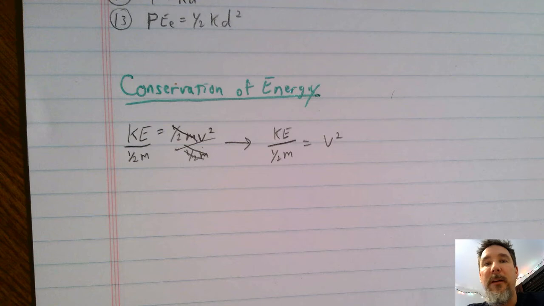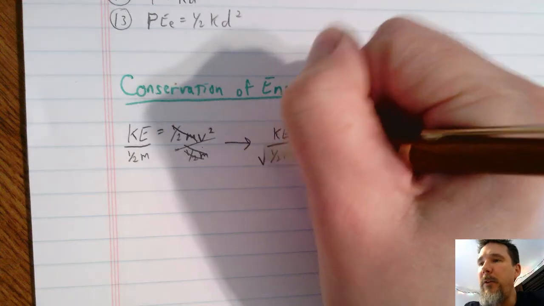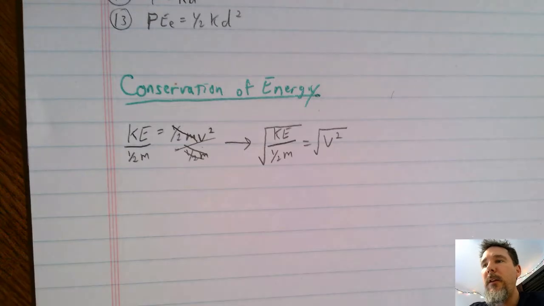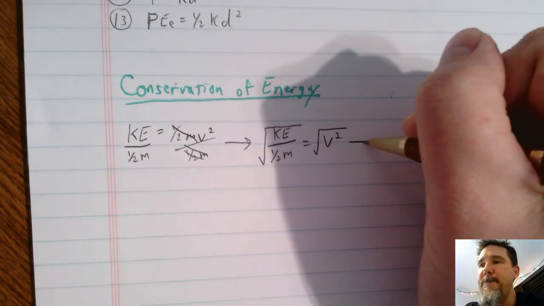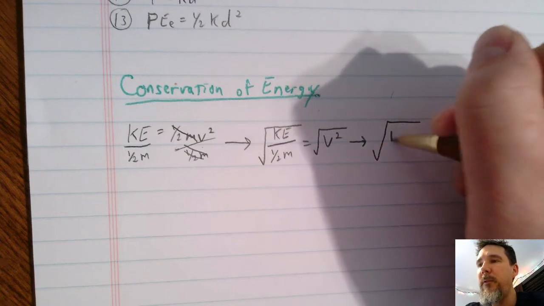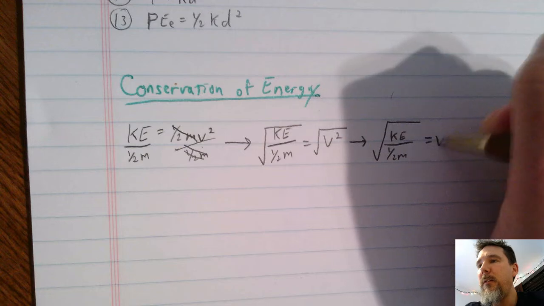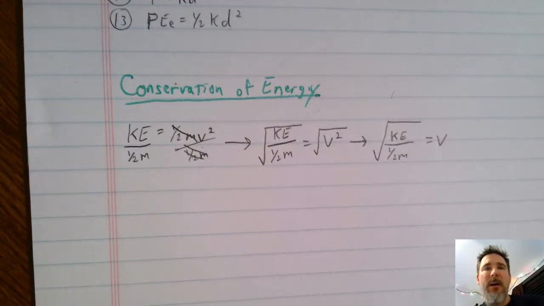Now, that's v squared. I don't want v squared. I want v, velocity. So how do you get rid of a square? You do the opposite. You take the square root, and whatever you do to one side, you have to do to the other. So that gives me velocity is the square root of kinetic energy divided by 1/2 m.